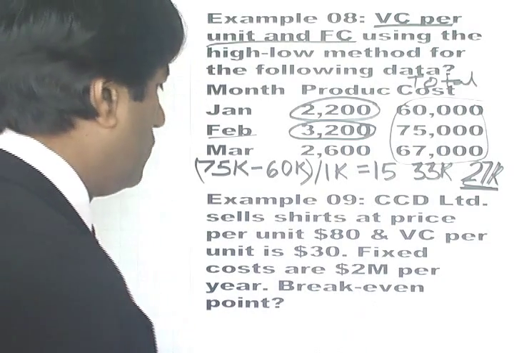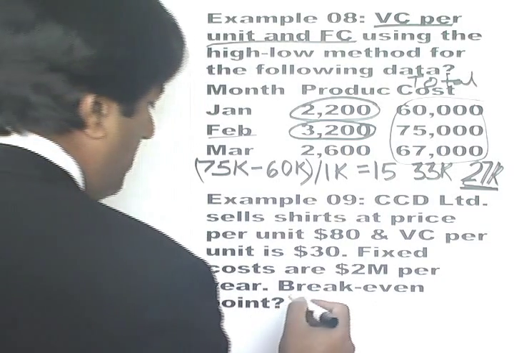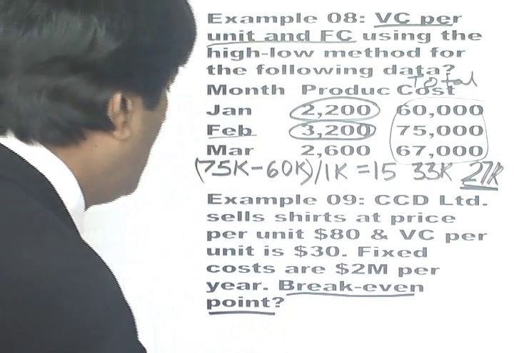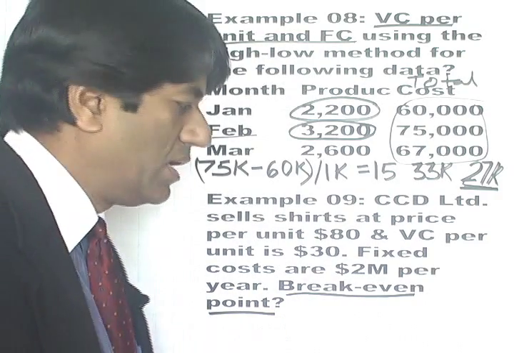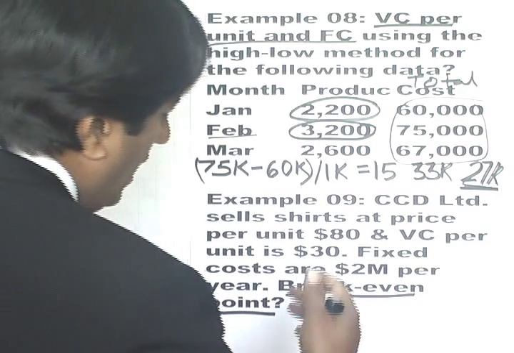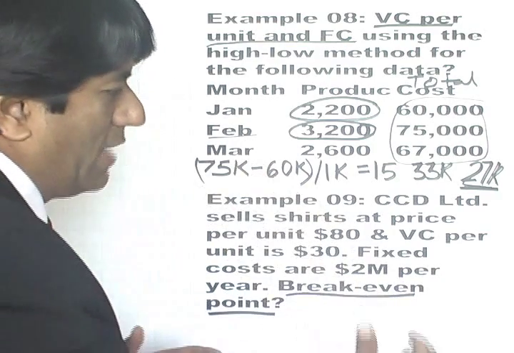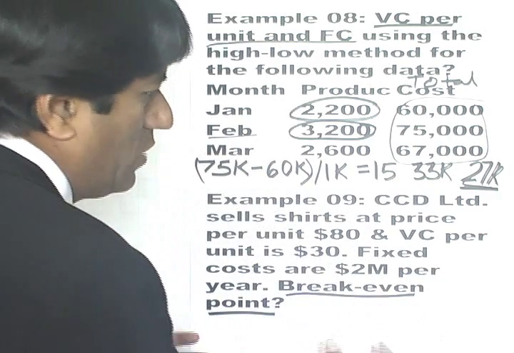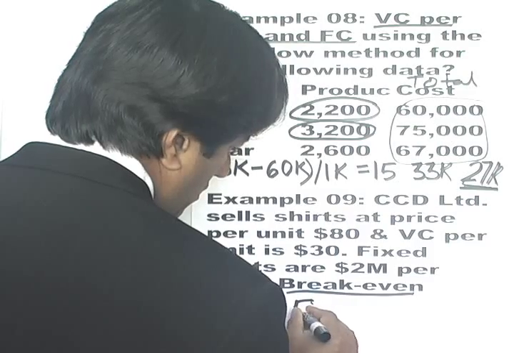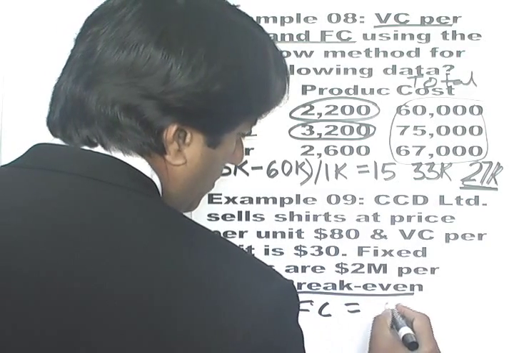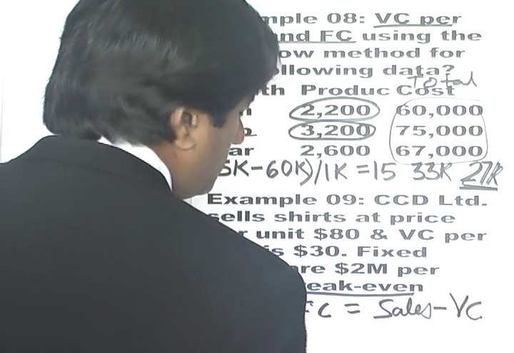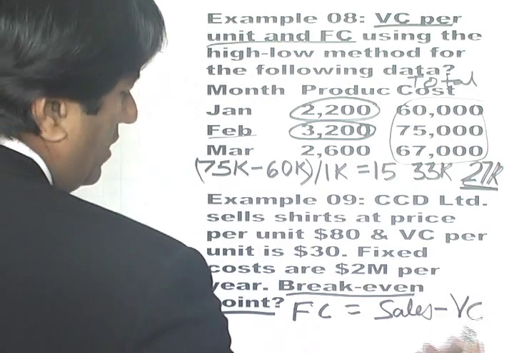Here you have a question where you have to calculate the break-even point. Now, break-even point is the point where profits are zero. And profits being zero means that sales minus total variable cost minus total fixed cost equals 0, or fixed costs equal sales minus variable costs. Total fixed cost equals sales minus total variable costs.